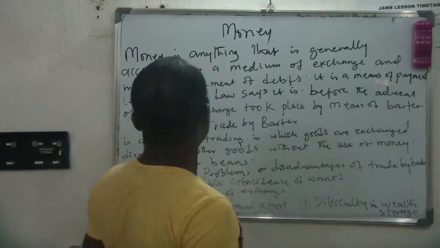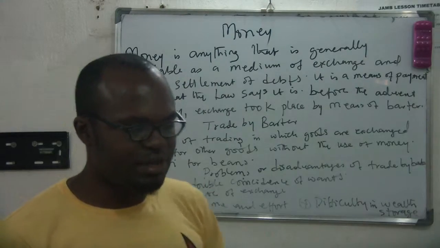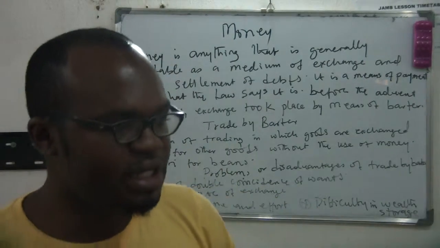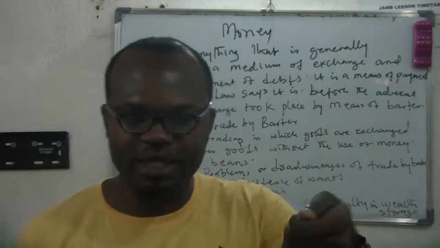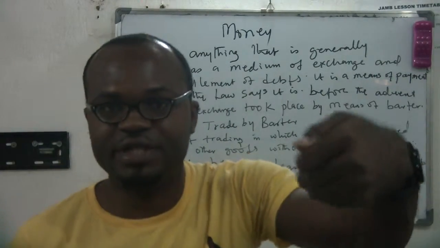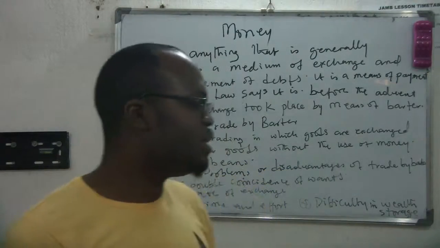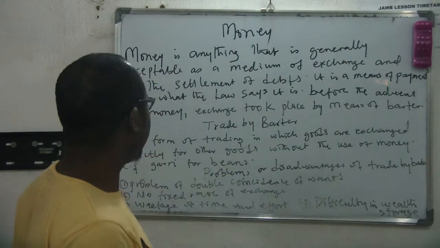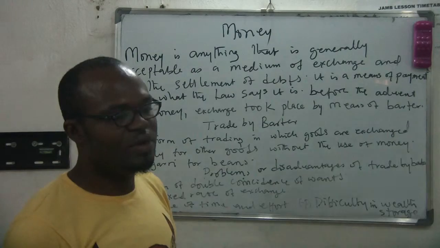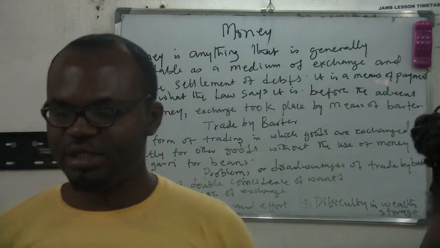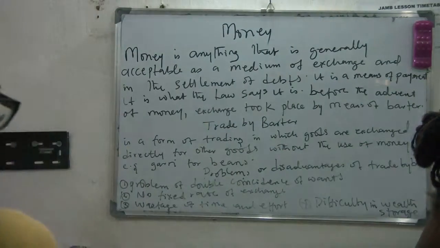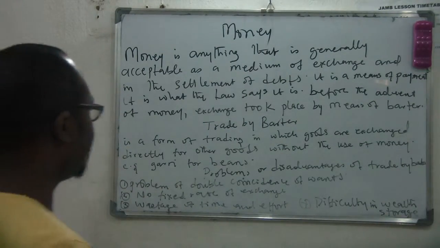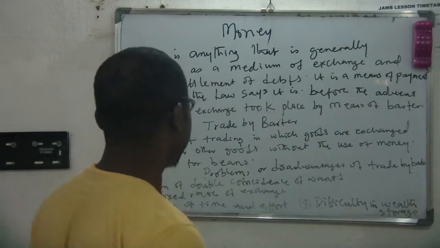It is a means of payment. Money is a means of payment. That's what you use in paying. If staff are working for you, you want to pay them, you can use money to pay them. After working, after rendering their services, you use money to pay. So money is a means of payment, and it is actually what the law says that it is. In every country, their law states the money that they use.